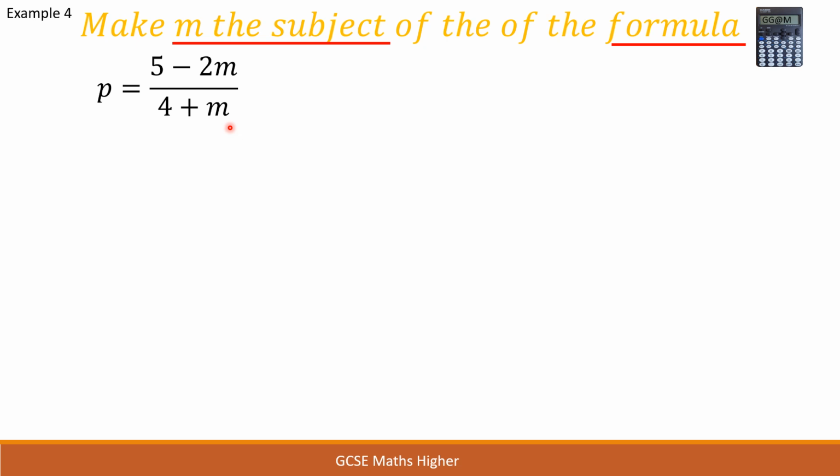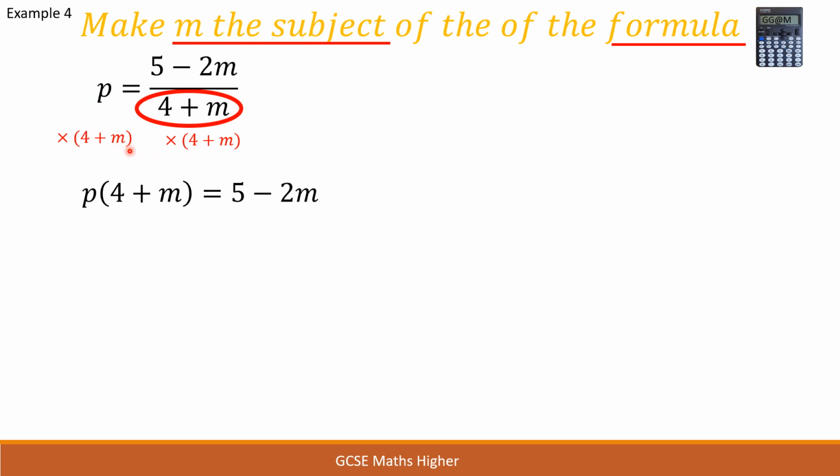Great work, hopefully you've managed to come up with an answer. So to start with, we're going to get rid of this divide by 4 plus m. So the opposite to divide is multiply. So we're going to multiply both sides by 4 plus m. So p times 4 plus m, just leave it in brackets.